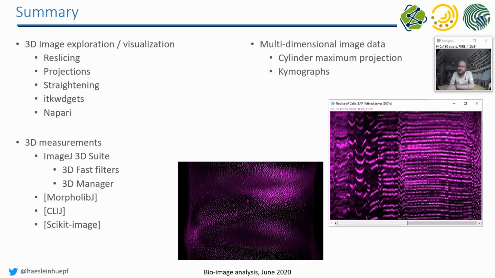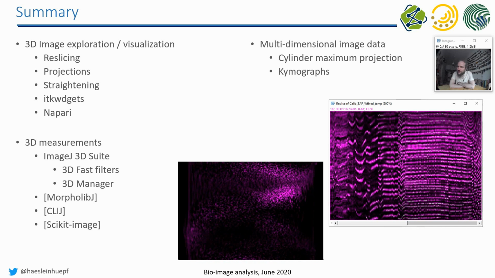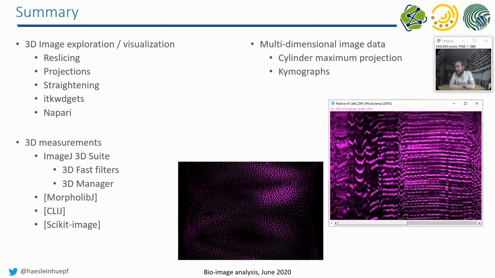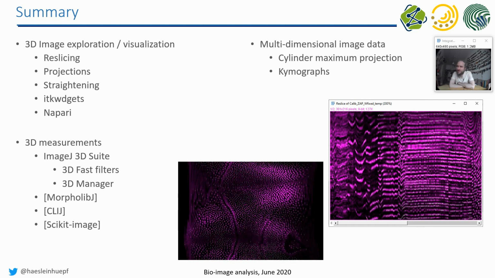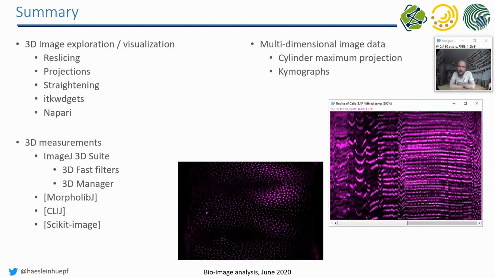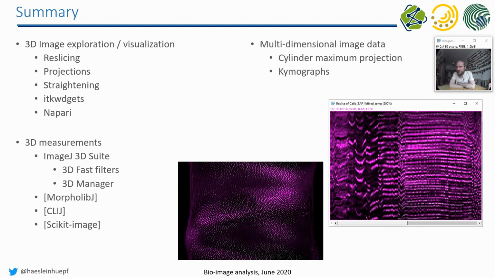Next week, we will go one step further. We will have a look at 4 and 5-dimensional data. And then we again have to actually think about how to get actually a view on our data. So I will, for example, introduce you to the cylinder maximum projection, and I will show you what the kymograph is. See you next week.